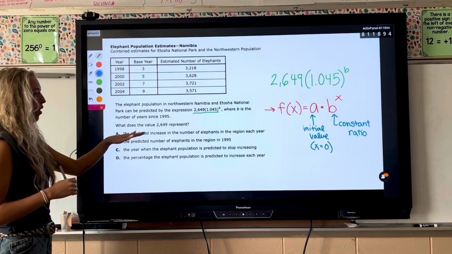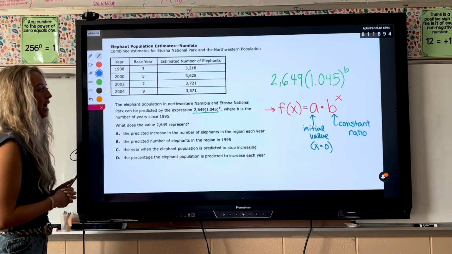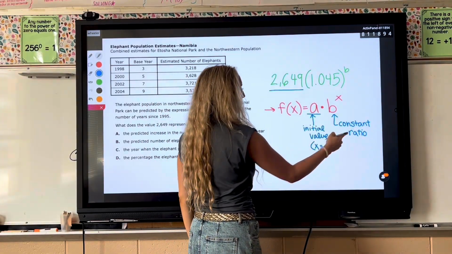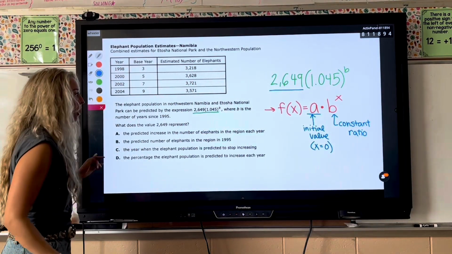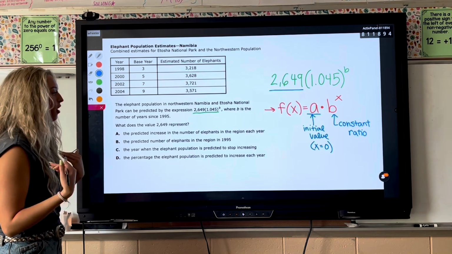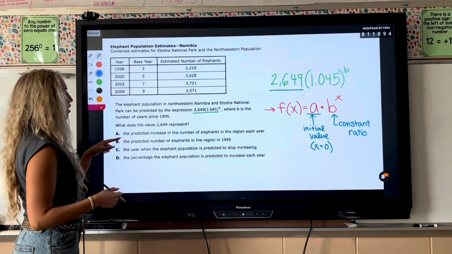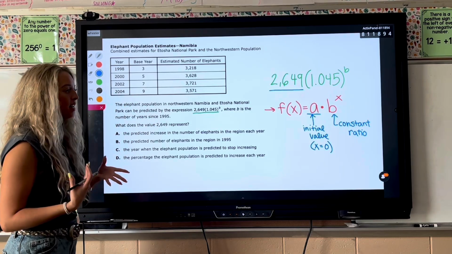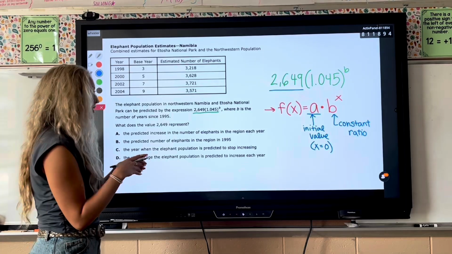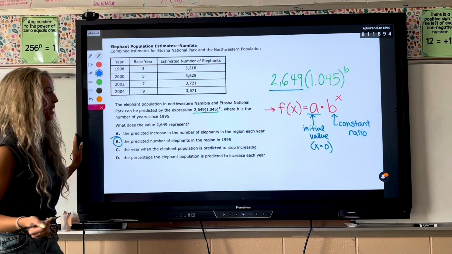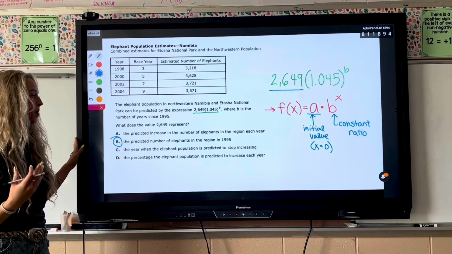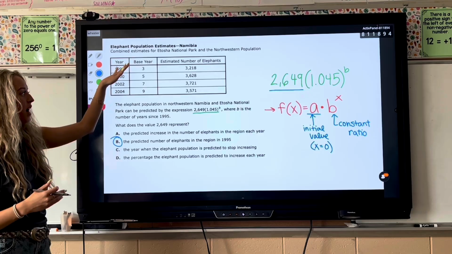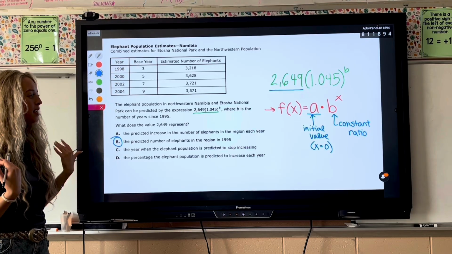So when it's asking, what does 2,649 represent? It's in the same spot that A is in, right? It's being multiplied by our constant ratio to some power. So this value is representing our initial amount. If you take a look, we're talking about years since 1995. So that means that 1995 is like year 0 in this case. B has to be the correct answer because we're talking about the predicted number of elephants that we started with. Then all of these values are talking about the years since and the predictions that we made.